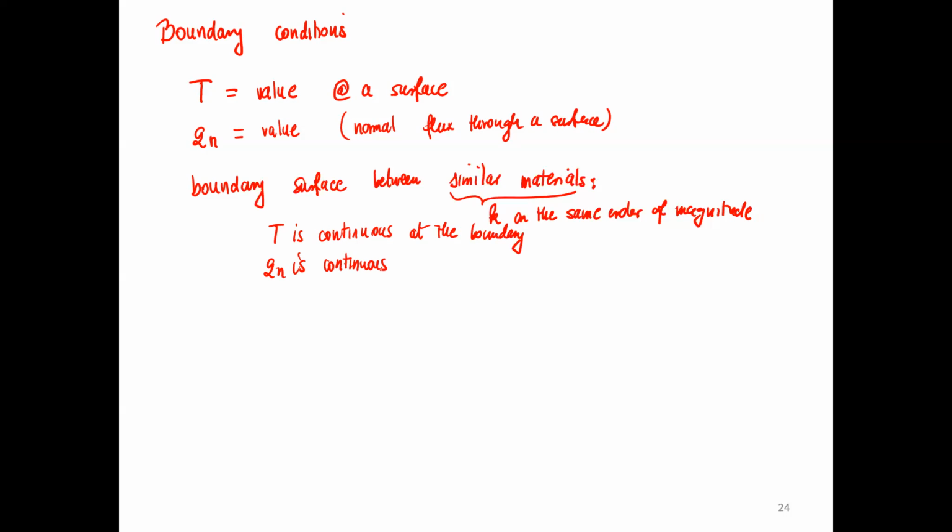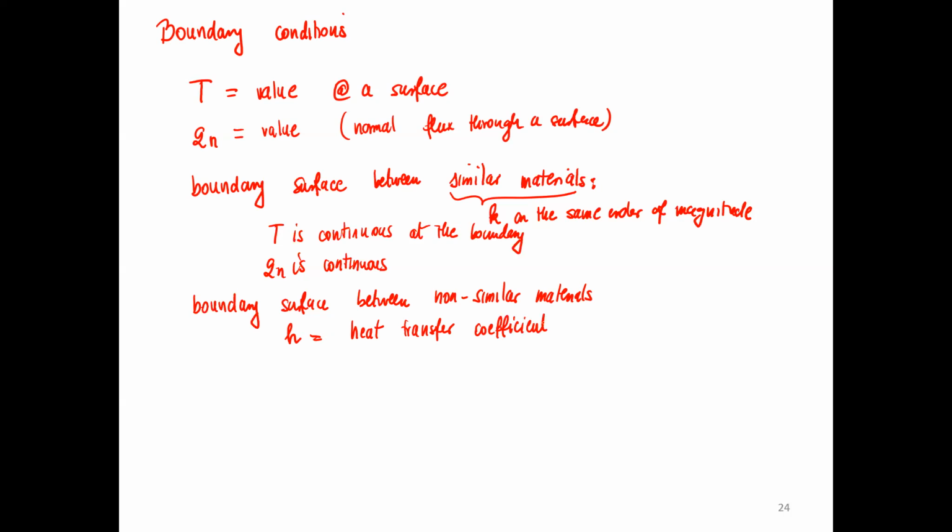Now, if I don't have similar materials at the boundary surface, then depending on the thermal properties of those two materials, I'm going to have H, which is the heat transfer coefficient. Basically, how effectively can I transfer heat between the two, which is similar to the thermal conductivity, except it's now a boundary of two materials and not just one material.